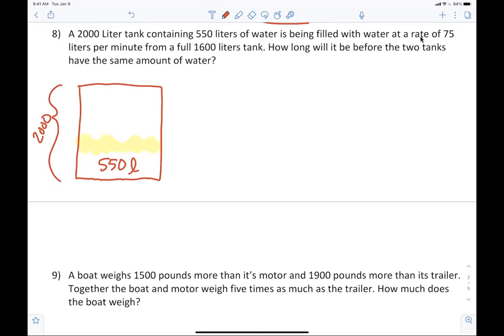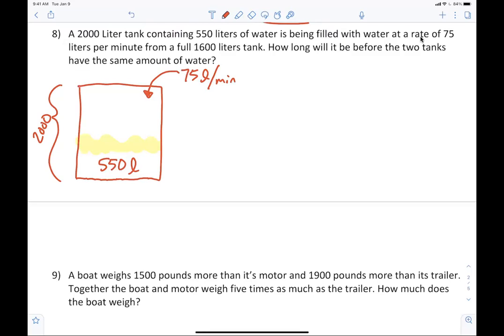All right. And it's being filled with water at a rate of 75 liters per minute. So what's going into the tank? 75 what? Liters every what? Every minute. So after 10 minutes, there's going to be an extra what? 750 liters in there, correct? Is everybody understanding that?